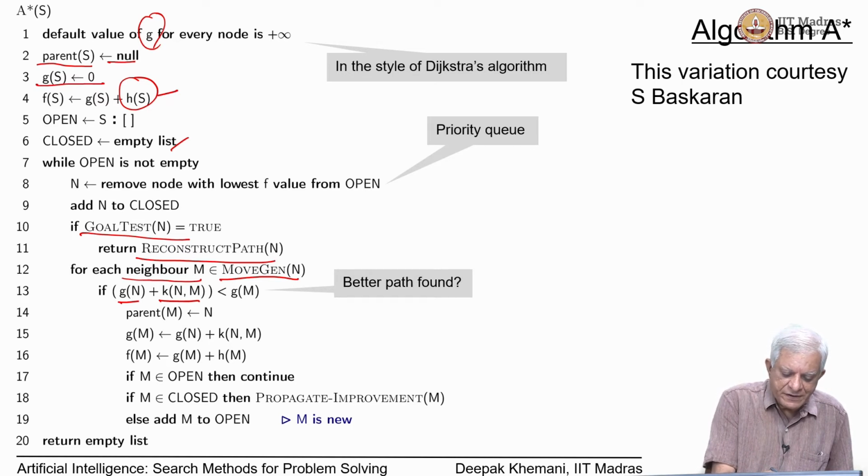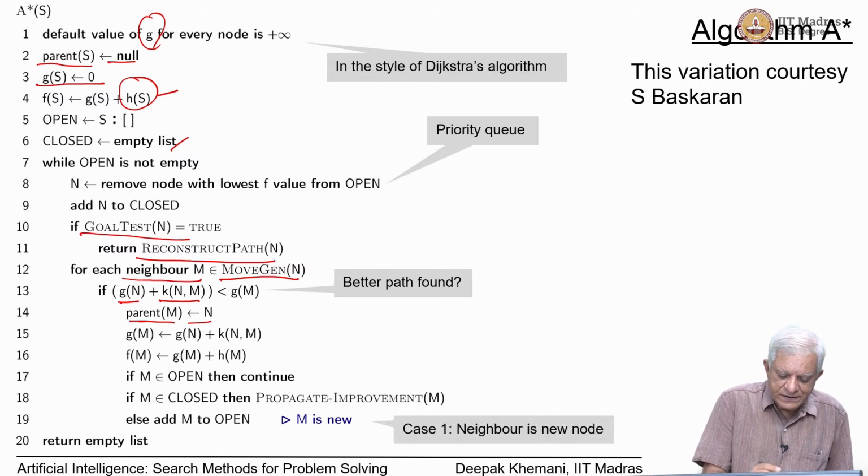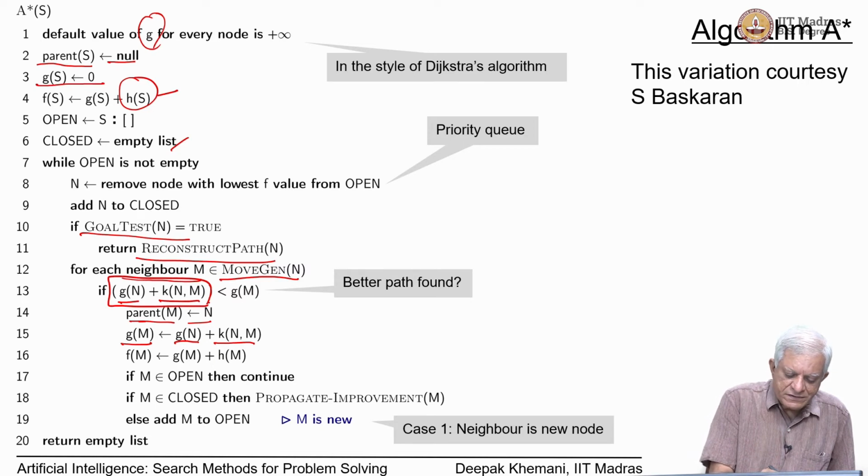We say that the parent of m is n, and then we say that the cost of that node m is the cost of n plus the cost k of n to m. This is the cost that we found was a better path, remember, in this part here. And of course, we add that to h of n to give us f of m essentially.